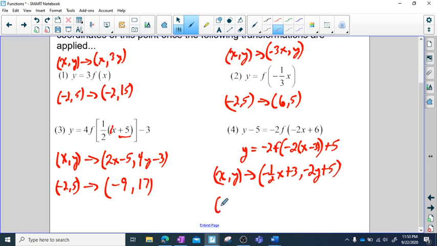I'm now going to apply those transformations to the ordered pair negative 2, 5 and see where its new home is. Negative a half times negative 2 is positive 1, plus 3. We're at 4. The 5 will be at negative 10 plus 5. It would now be situated there. So that's how mappings tie in with transformations and how they work.